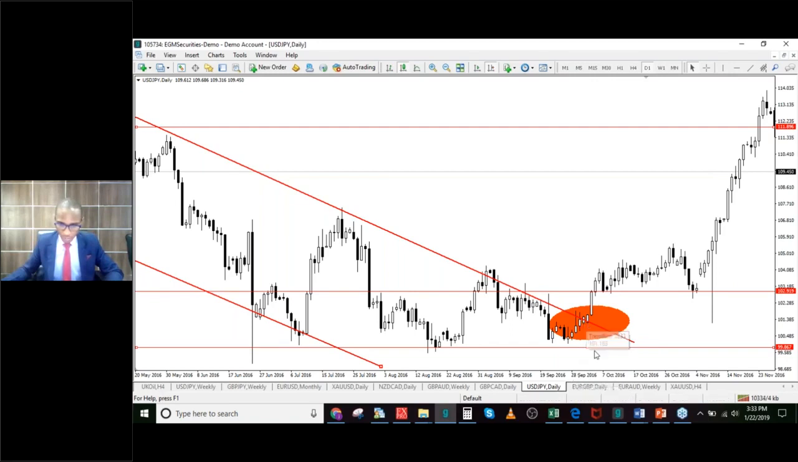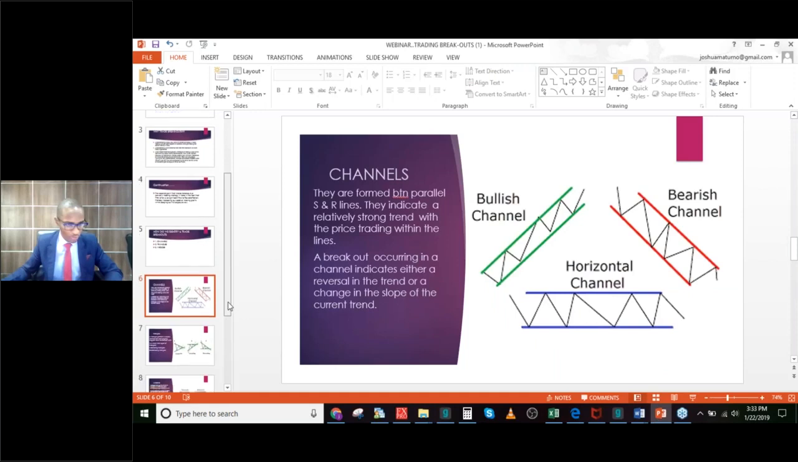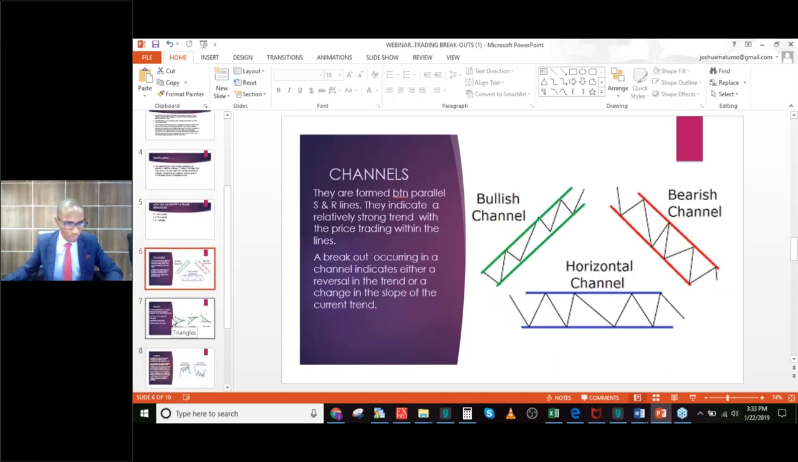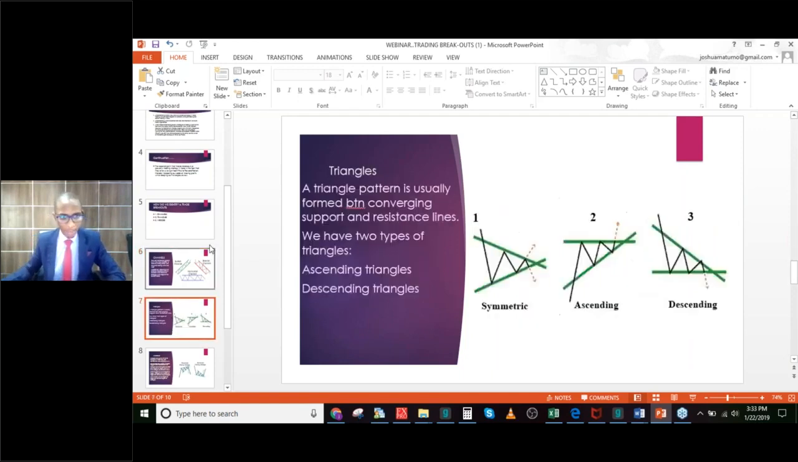I just noticed how much time is rushing, and I need to speed up my pace in covering this topic as we have a lot. And so I'm going to further move on to the next example, the next topic that we're going to cover on how we trade breakouts, and that is based on triangles. As you see, we have different shapes and types of triangles that are forming on the charts, on our PowerPoint presentation, as you can see. Just a simple definition, a triangle pattern is usually formed between converging support and resistance lines.